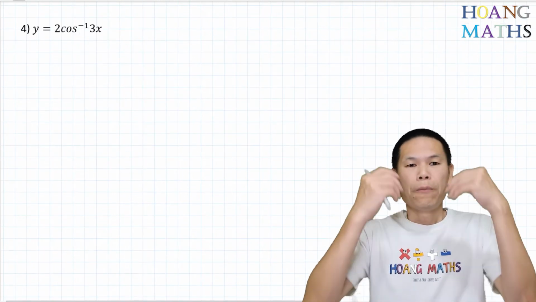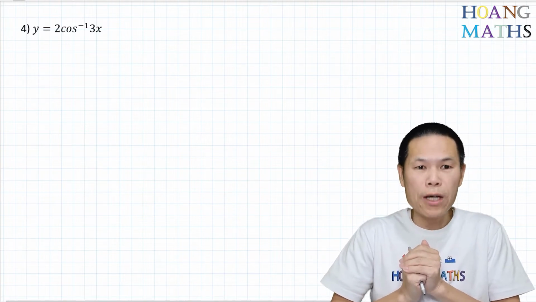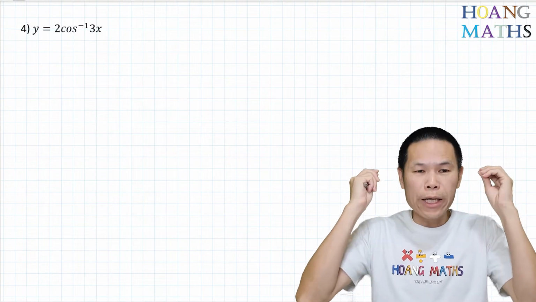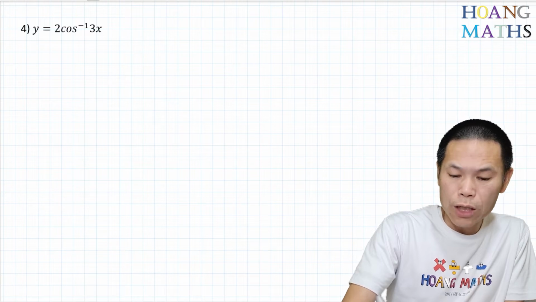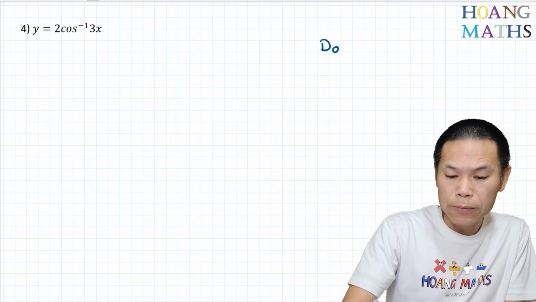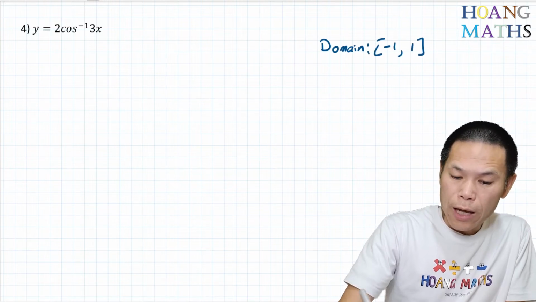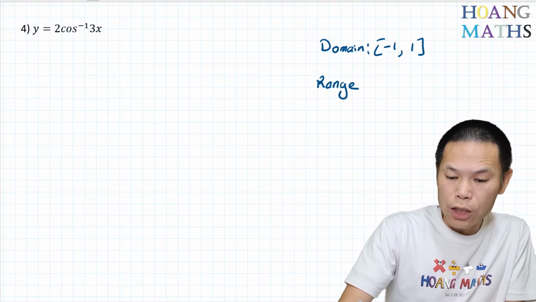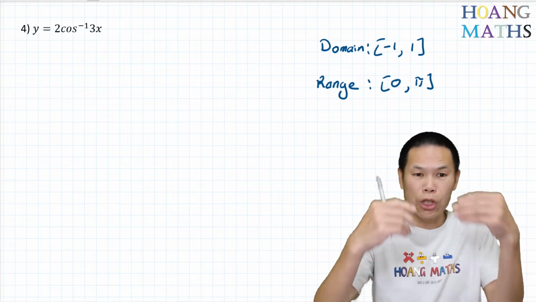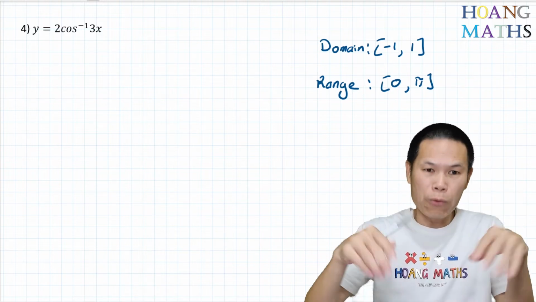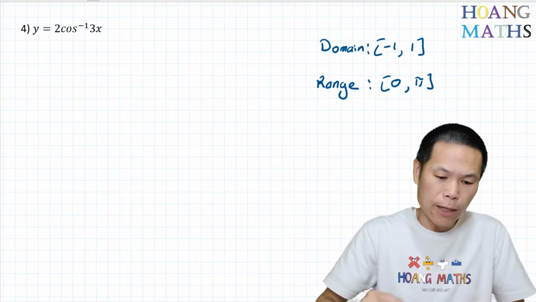Okay. Next one. We need to sketch y is equal to 2 cos inverse of 3x. Again, we just start with y is equal to inverse cos of x first. Let me write down the domain for inverse cos of x first. The domain is between -1 and 1, and the range is always between 0 and pi. Let me quickly sketch inverse cos of x first, and then we can transform from cos inverse of x to cos inverse of 3x, okay?